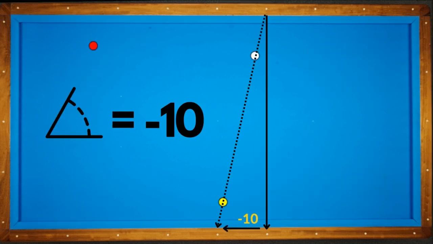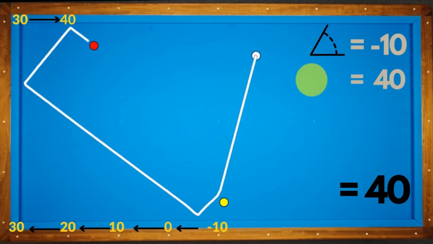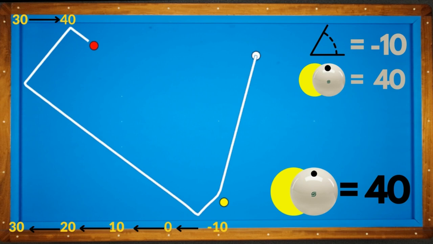If you have an angle from the other side, it still counts 10 points, but this time it is negative. So I start to count from minus 10, and I need 40 points in total. That means half bullet without spin will bring the point.